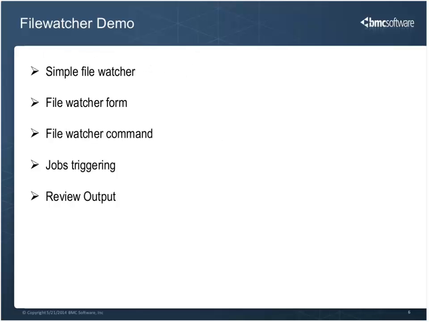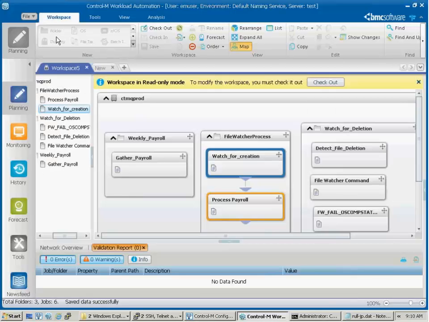So let's go into our demo environment. We're going to look at a simple Filewatcher create and delete. We'll look at the Filewatcher form, look at the Filewatcher command, show some jobs triggering, and show you some useful output. Let me get the Control-M up here. Now we're going to use Control-M version 8 for our demo today. It's the latest version that's available.